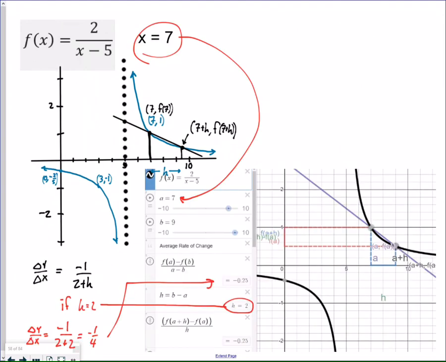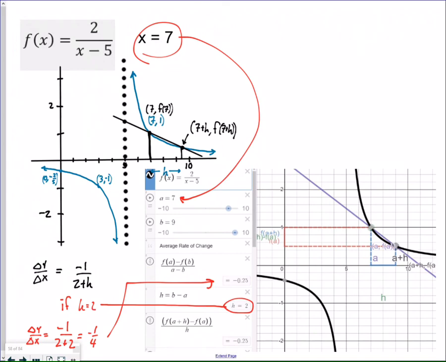And to verify, I go back to Desmos and I change the function to 2 over x minus 5, which is my given function. I let x equal 7, so that's my a value. And then I set the b value so that, again, I just arbitrarily picked 2. I could have said 3, 4, 5. I could have said a half. It doesn't matter. I just chose a value for b that makes h equal 2 and use my formula. My formula says I should have a negative 1/4 slope, and sure enough, so too does Desmos tell me I should have a negative 1/4 slope.